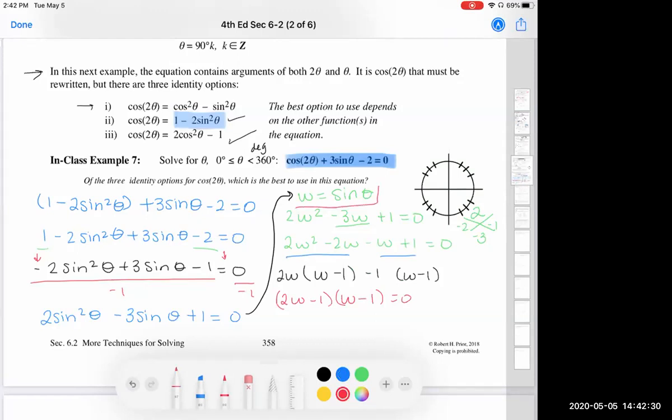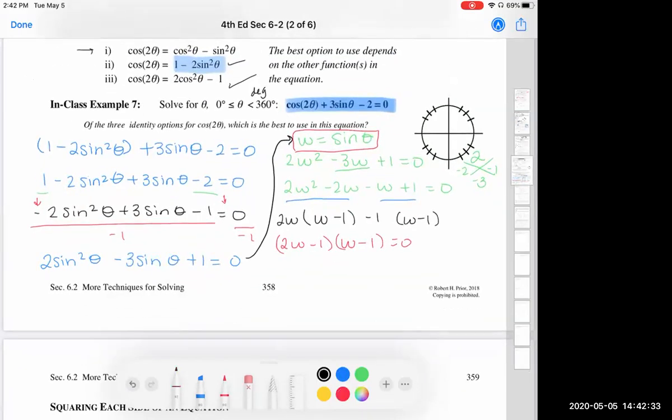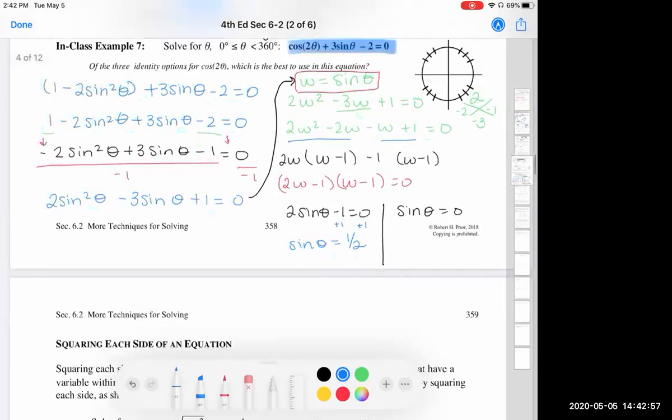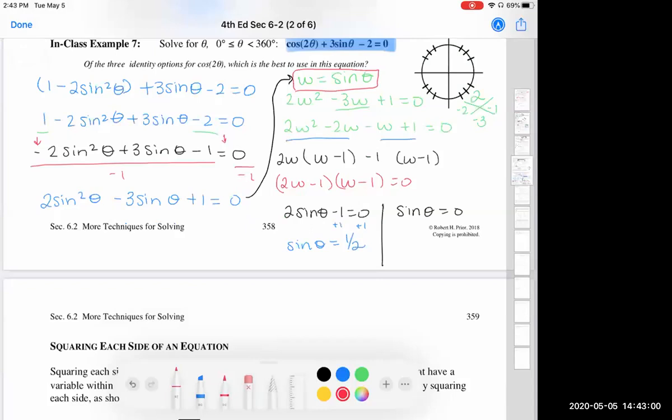All right, let's replace it back with sine theta so that we have 2 sine theta minus 1 is equal to 0, and sine theta minus 1 is equal to 0. All right, so this gives us plus 1, we divide by 2. Sine theta is equal to 1/2, and sine theta is equal to 1. Okay, we get that sine is positive 1/2. So we're in quadrants 1 and 2. It's positive 1/2 at 60. No, at 30 and at 150.